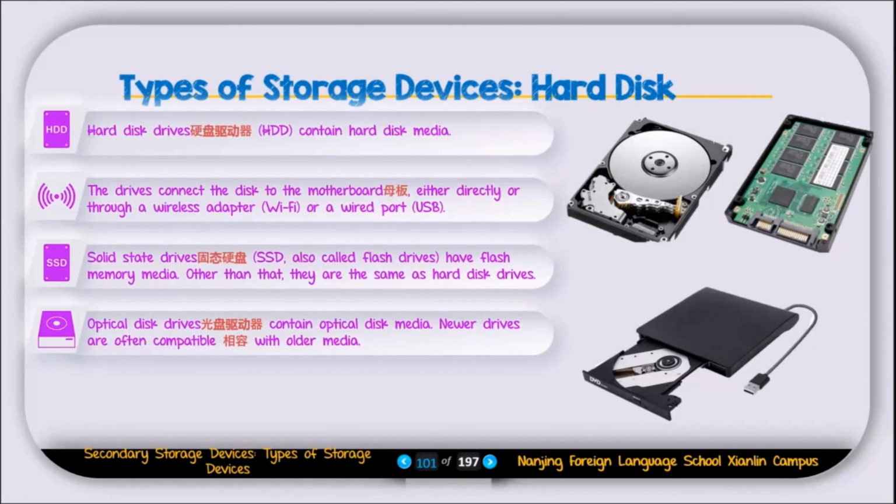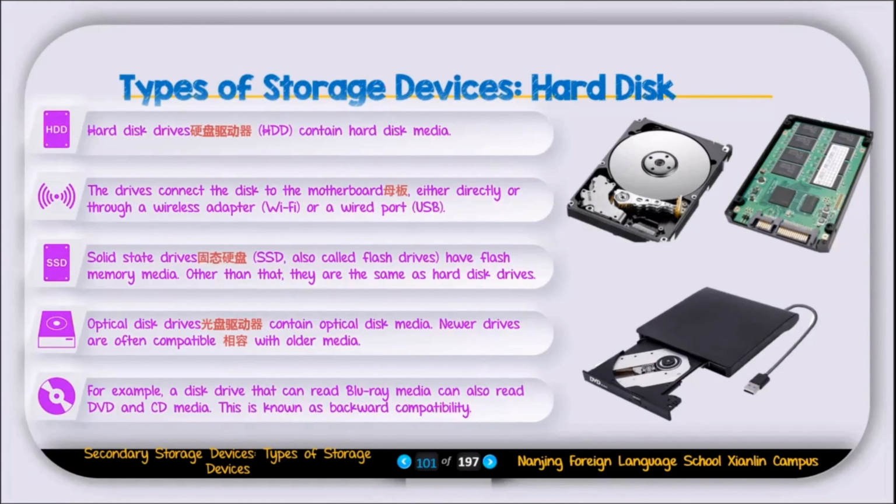But if you have the older one, the CD-ROM, you can only read data from the CD, but you won't be able to read data from DVDs or Blu-ray discs. For example, a Blu-ray drive can read Blu-ray media, and can also read DVD and CD media. It's also known as backward compatibility. A CD-ROM can only read CD data, but the Blu-ray drive, the newest one, can read data from the Blu-ray disc, DVD disc, and CD disc.